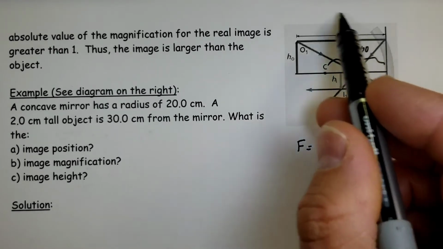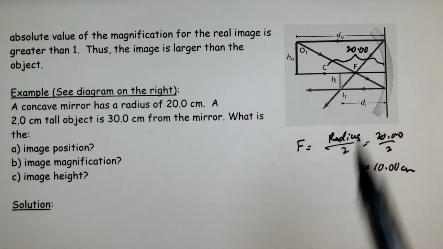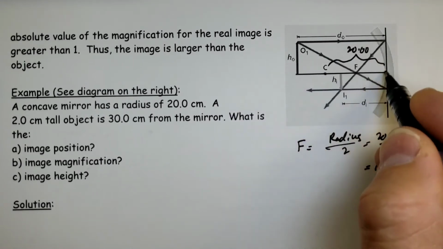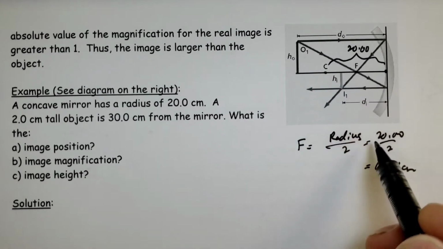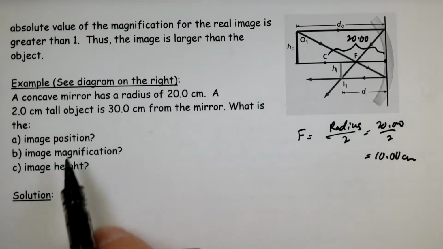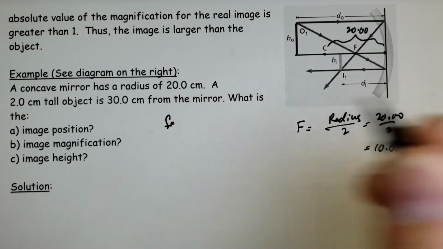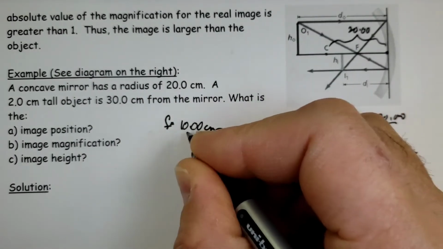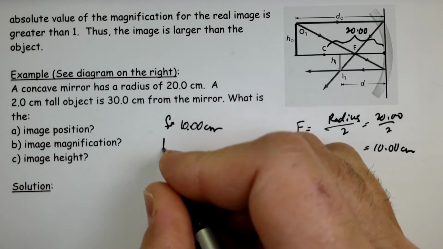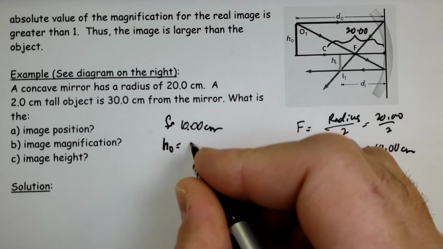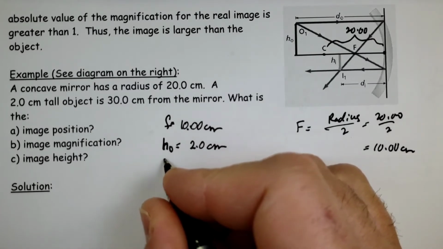Now C here, of course, represents the center of the sphere. If we were to extend this concave mirror all the way around, it'd be the center of the mirror. From C to right here, this vertex, or where it hits the mirror, that's really the radius. If I take half that radius, I get the focal point. So looking at image position, magnification, etc., we know the focal length is 10. A 2 centimeter tall object, so we know the object height. And it's placed 30 centimeters from the mirror. So we know d_o.